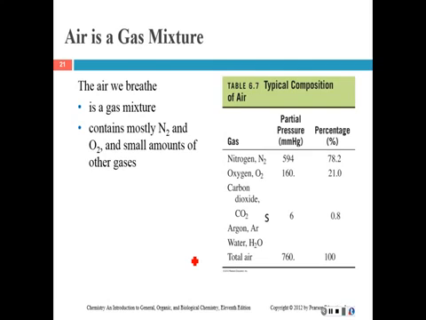This slide here shows you the partial pressures of the gases in the air. So nitrogen is about 80% of the air, so it makes up about 80% of the air pressure. Here's the pressure of the nitrogen, here's the pressure of the oxygen, 21%, and carbon dioxide, about 0.8%. All the other gases are very low. Total pressure, 760 millimeters of mercury, 100%.